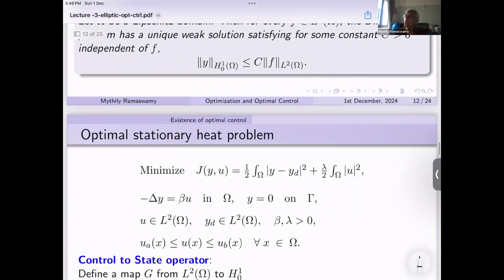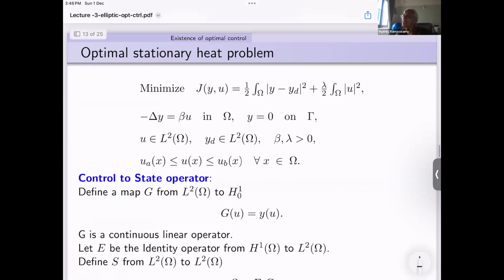Now we will go back to the optimal stationary heat problem. I want to look at minus Laplacian of y equal to beta u. So it is heated in the interior, I'm assuming. The control is applied in the interior, maybe in a small subset or in the whole domain. And y is 0 on gamma, which I can interpret as the domain omega being insulated for heat. So there is no heat transfer at the boundary.